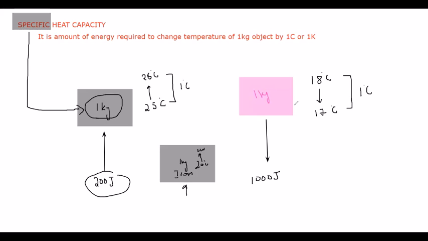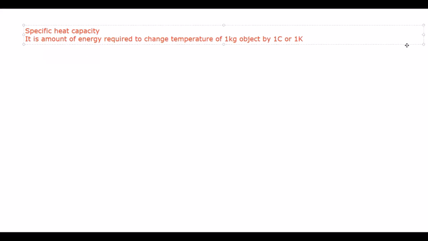How do we calculate this specific heat capacity? The formula to calculate the specific heat capacity.